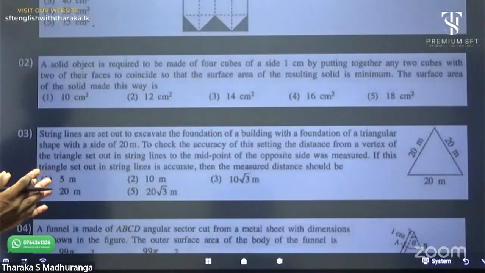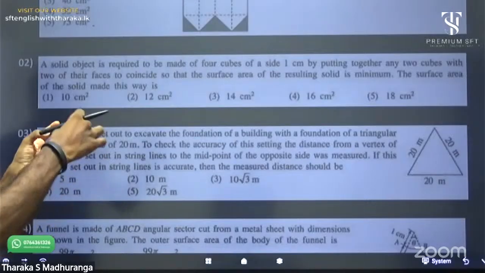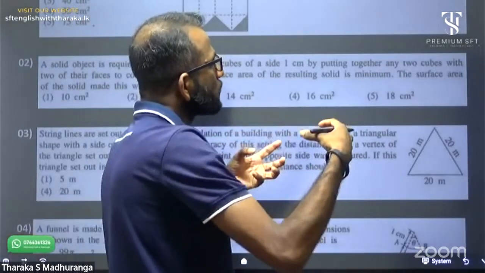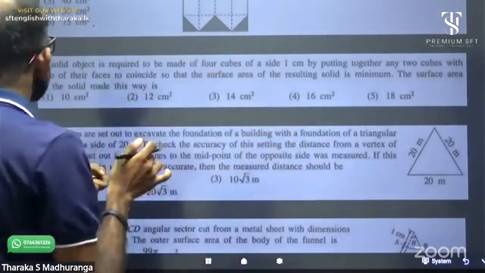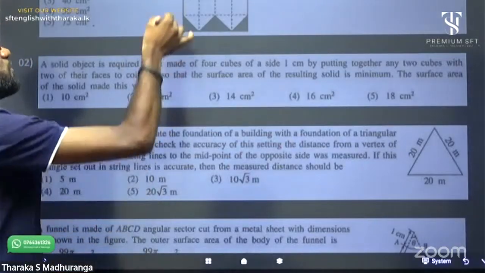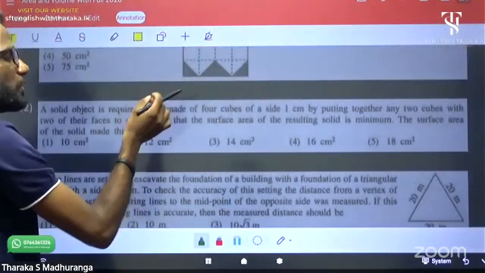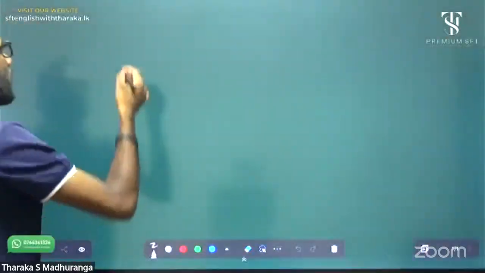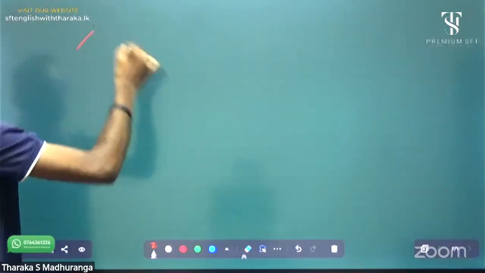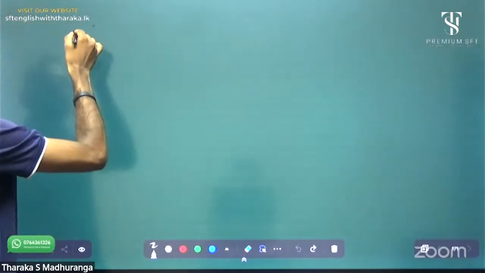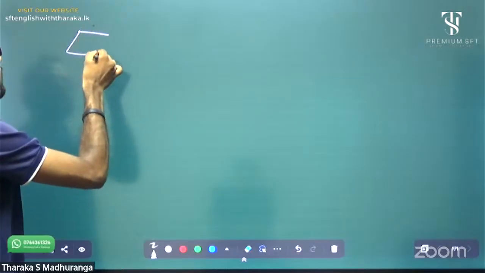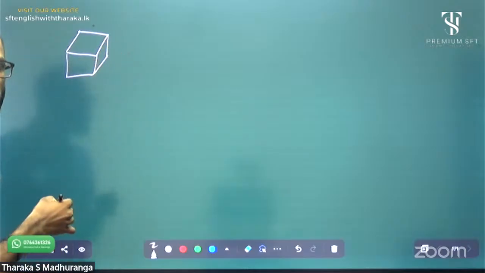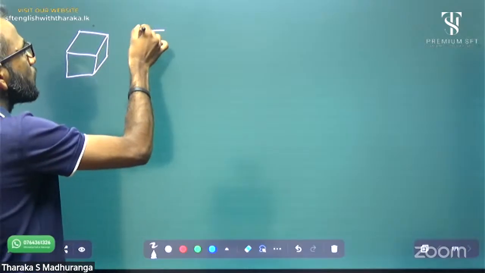A solid object is required to be made of 4 cubes of side 1 centimeter by putting together any 2 cubes with 2 of their faces coincide. What's the meaning of that? We have 4 identical cubes with side length 1 centimeter. It's a very important question. Very simple, right? It is a cube. Same size 4 cubes, right?